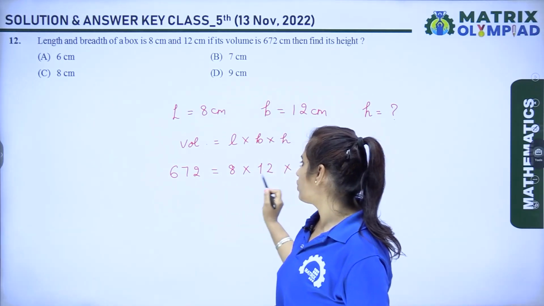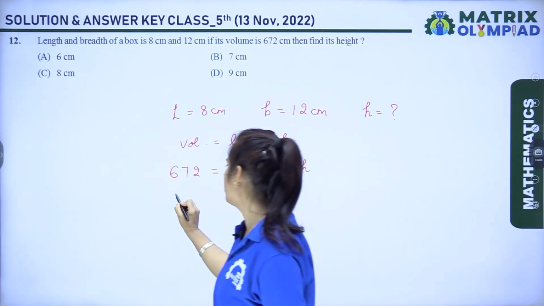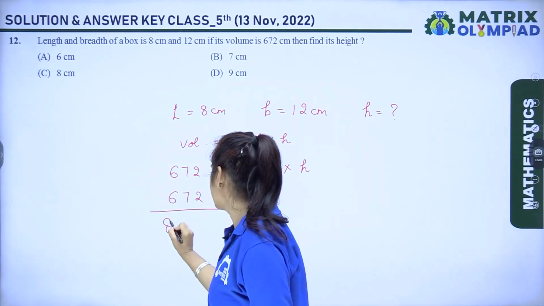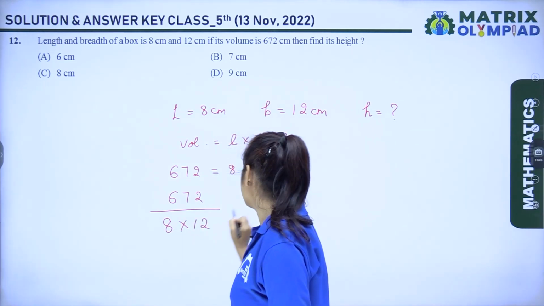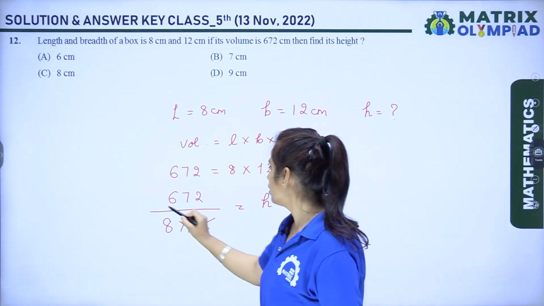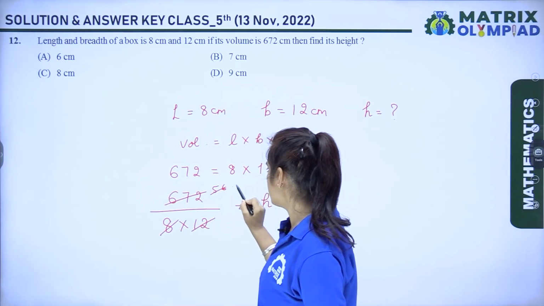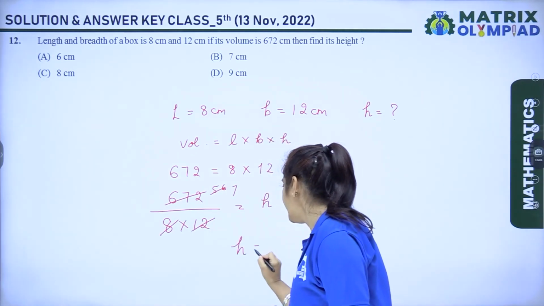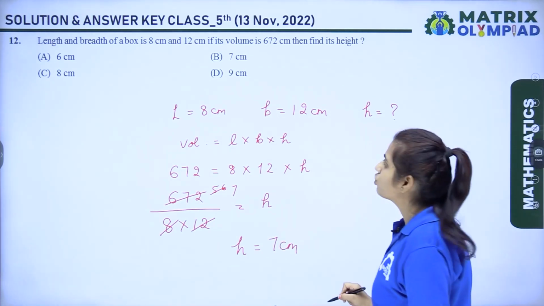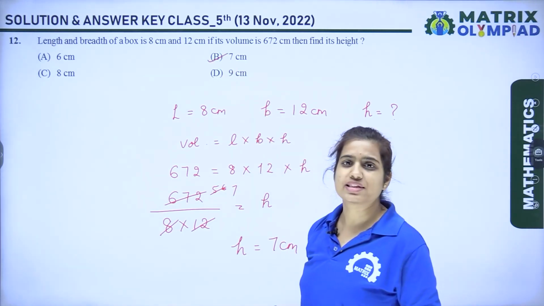Now we are going to transpose 8 multiplied by 12 to the other side. So 672 divided by 8 multiplied by 12, that is equal to height. After cancellation, here we get 56, then 7. So here the height of the cuboidal box is 7 cm. So the correct answer of this question is option B, that is 7 cm.